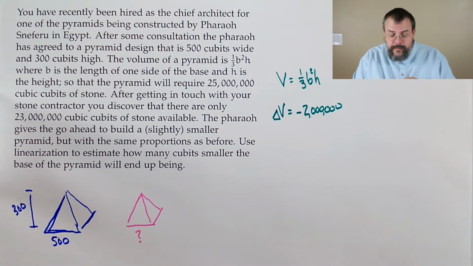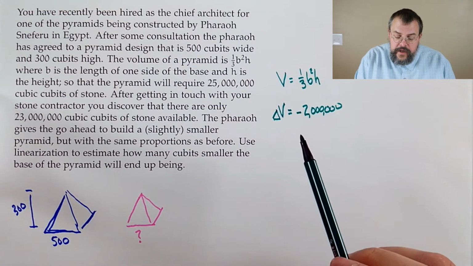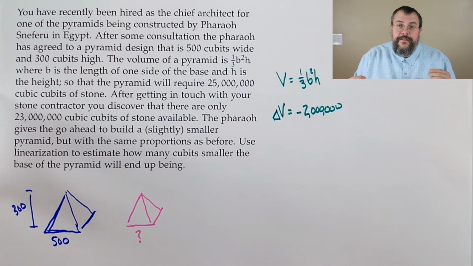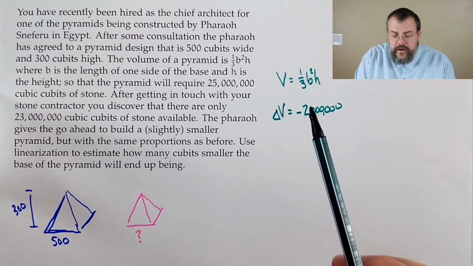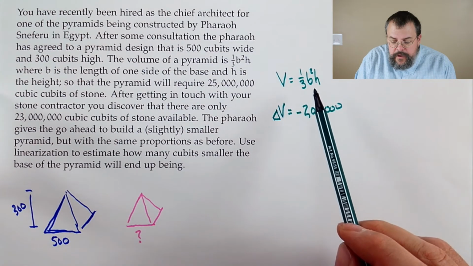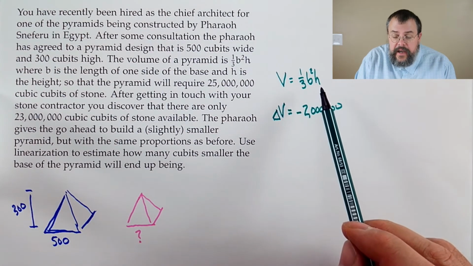Well, what can we do? Well, what we can do is we can use the idea of saying, well, we want to see how much our inputs change as our outputs change. Now, right now, there's kind of a little bit of a glitch. The volume, notice, depends on both the base and the height.